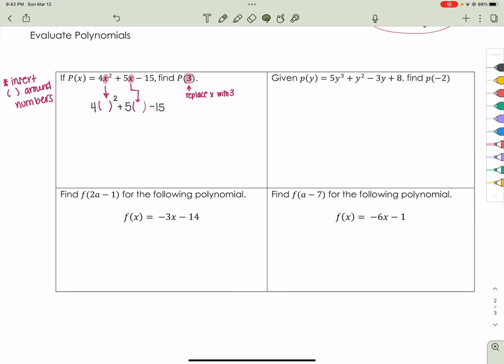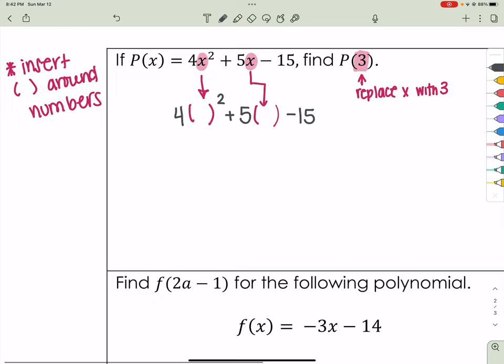All right, last thing we're going to do is evaluating polynomials. With evaluating polynomials, they are going to tell you, here's the polynomial, p of x, f of x, g of x, and then I want you to find p of some number or g of something. And so here's our first example.